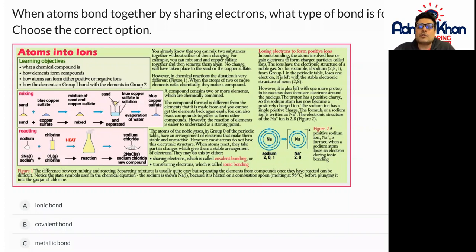Losing electrons to form positive ions: in ionic bonding, the atoms involved lose or gain electrons to form charged particles called ions. Okay, so in this case, an ion is an atom or a group of atoms with a positive or a negative charge, and ions form when atoms lose or gain electrons.